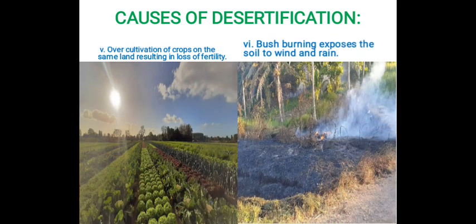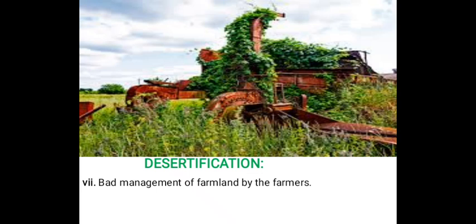Fifth one is overcultivation of crop on the same land, resulting in loss of fertility. Sixth one is bush burning exposes the soil to wind and rain. And let's look at the seventh one, bad management of farmland by farmers.